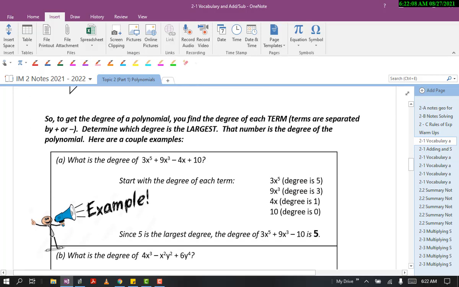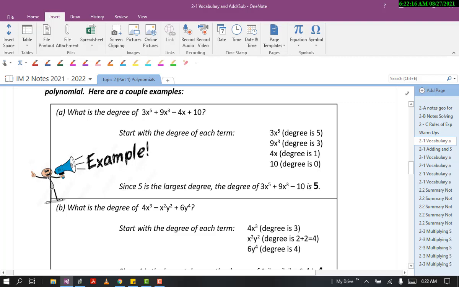So to get the degree of a polynomial, you need to find the degree of each term, and the largest number is your degree. So if we look at 3x to the fifth plus 9x cubed minus 4x plus 10, 3x to the fifth degree is 5, 9x cubed is 3, 4x is 1, and 10 has no variable, so the degree has to be 0. What's the largest number? 5. So since 5 is the largest degree, the degree of that whole polynomial, I think we missed a term here for some reason. Even with that in, we still have a 5th degree polynomial.